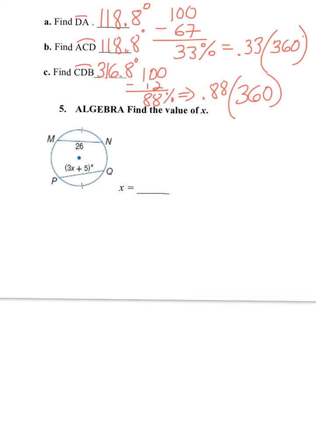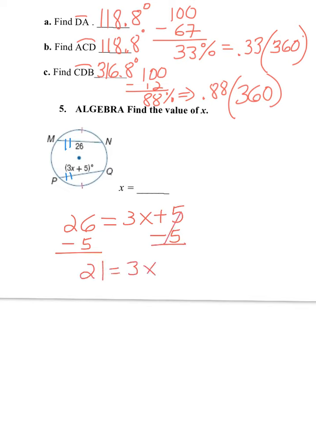Now, question number five. Okay, here we have two chords that are congruent because the arc NM and arc PQ are congruent. And since they're congruent, then we can say that the chords are congruent. So therefore, I need to let them equal to each other. So when I let them equal to each other, I'm going to have 26 equals 3x plus 5. So I solve for x, subtract 5. 26 minus 5 is 21 equals 3x, and then you divide by 3. So the x by itself, it's 7. So that's the answer for number 5.